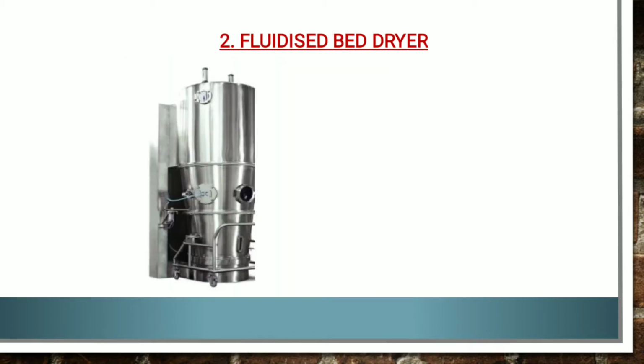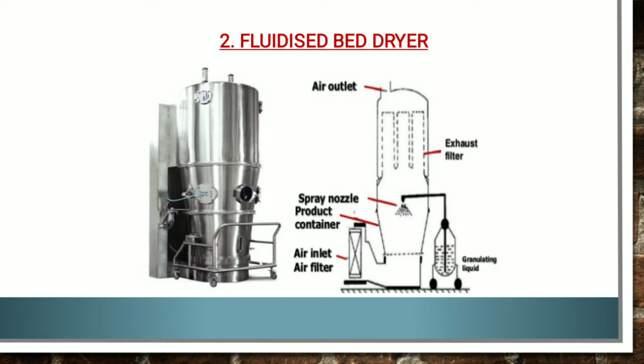The second important instrument is fluidized bed dryer. So here you can see the fluidized bed dryer as well as its diagrammatic representation. If air or gas is allowed to flow upward through a bed of particulate solid at a velocity greater than the settling velocity of the particles and less than the velocity for pneumatic conveying, the solids are buoyed up and becomes partially suspended in the air stream. The resultant mixture of solid and gas behaves like a liquid, and the solid are said to be fluidized.